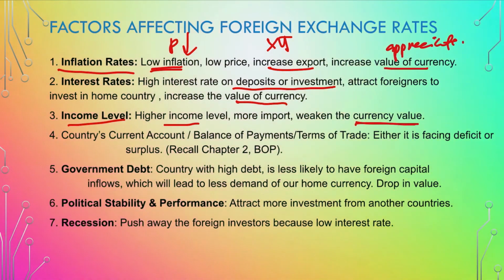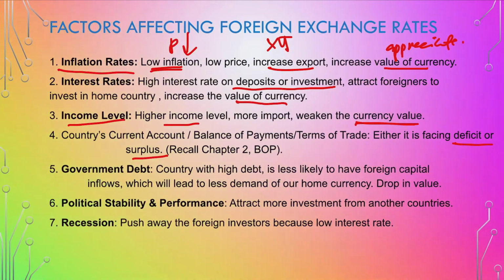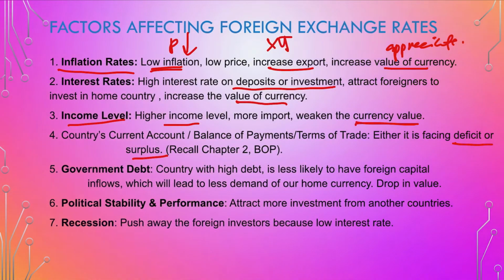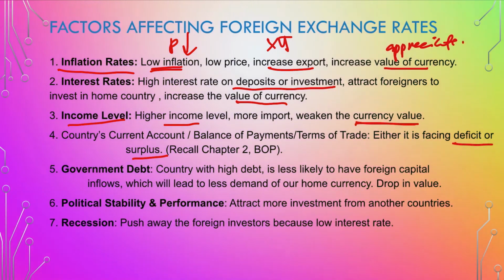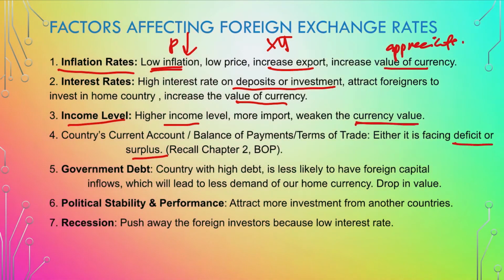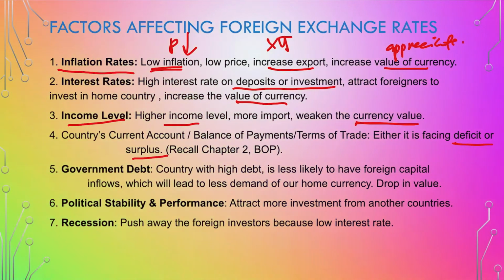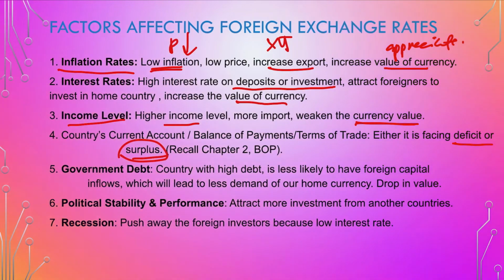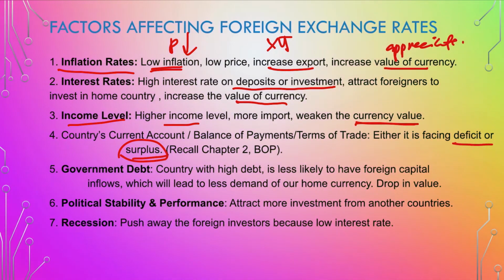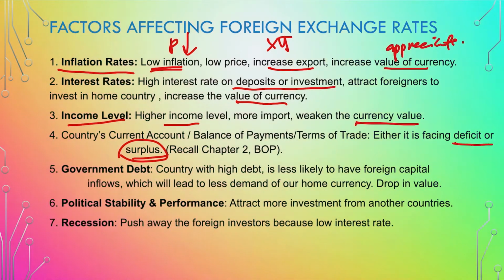Okay, next, the country's balance of payment. Balance of payment is either facing a deficit or a surplus. Again, it's similar to the previous factor. If there is a deficit balance of payment, meaning that we import more, the currency becomes weak, depreciates. And for a surplus, we export more. Cash inflow is greater than cash outflow.